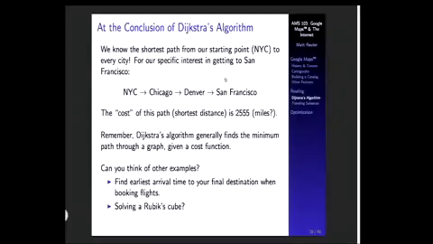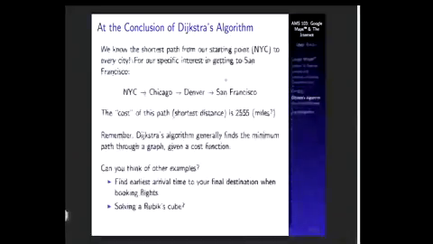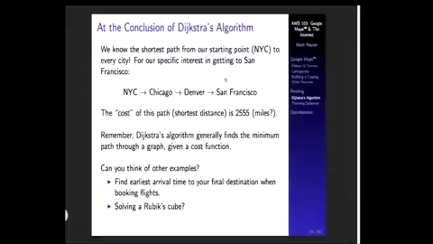Is that a cost function that we can set up and use? Sure. For any path that we have, we can figure out what's the cost associated with that path, and then use that to compare different paths.